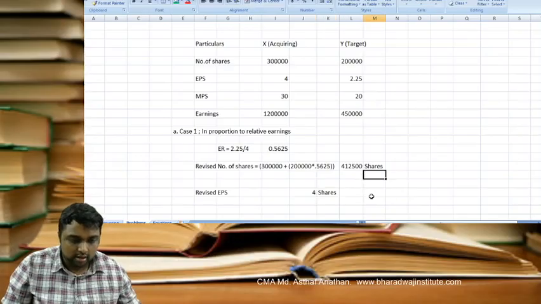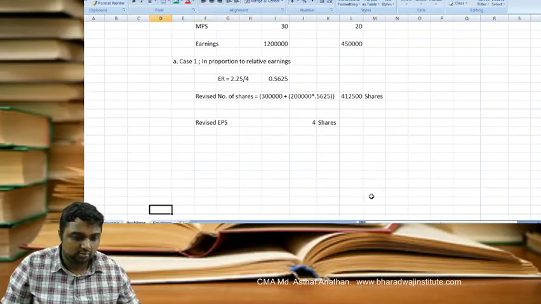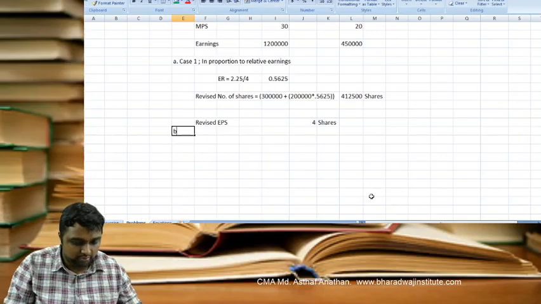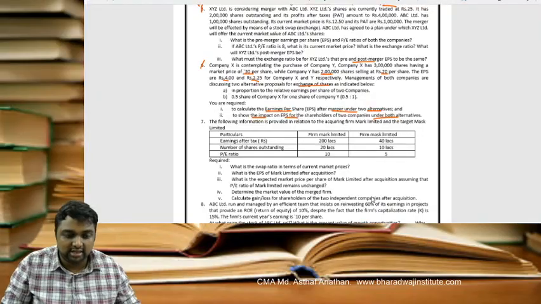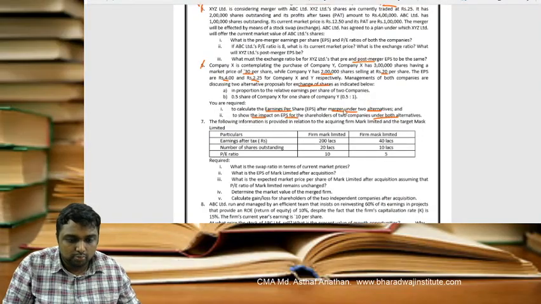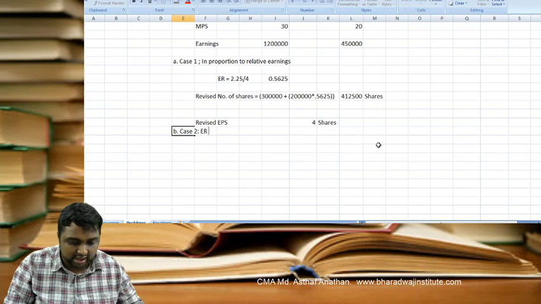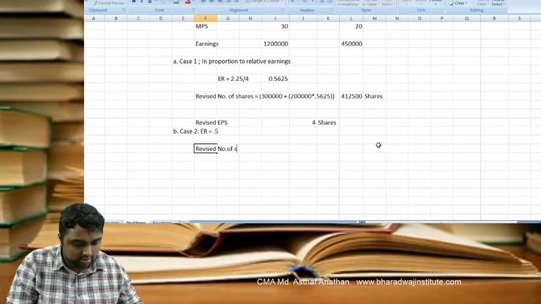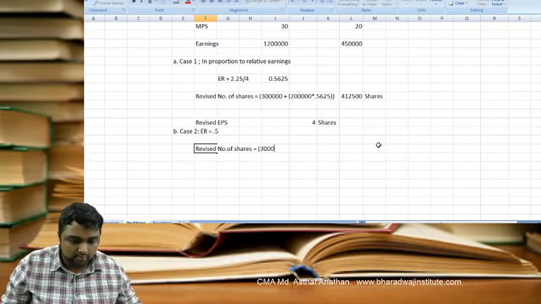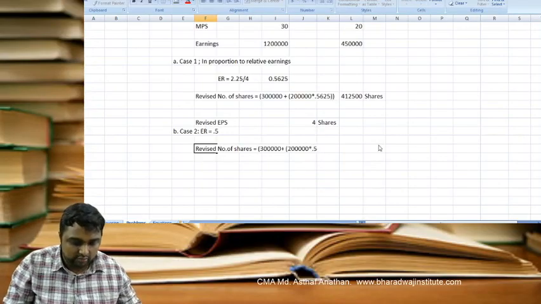Okay. Now case 1 we have completed. Now we will move to case B. What is case 2? The impact we will discuss last in a table. Case 2, the exchange ratio is given as 0.5. So what will be the revised number of shares? Your 3 lakh plus 2 lakh into 0.5.